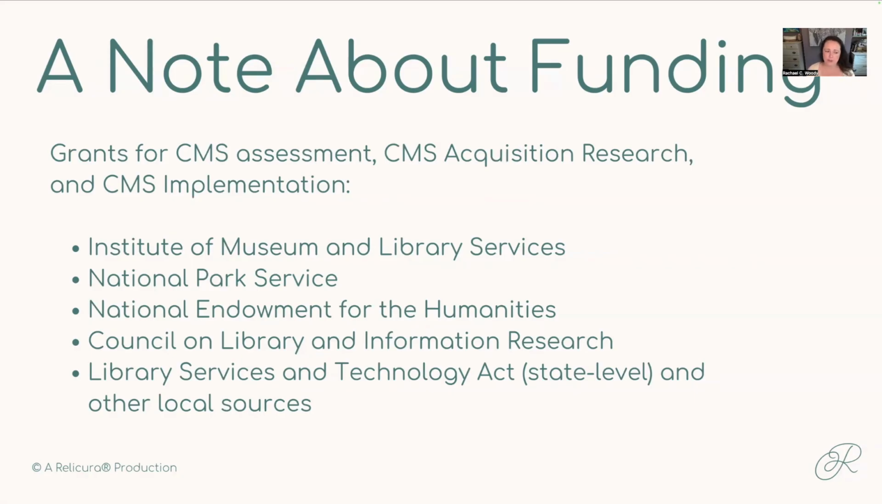The most common federal ones are Institute of Museum and Library Services, IMLS, National Park Service, National Endowment for the Humanities, Council on Library and Information Resources, and then at the state level, each state gets Library Services and Technology Act funding, so it's federal funding but distributed through a state entity. And quite a few of those LSTA grants, LSTA is the acronym, I've worked with clients on to go through this procurement process.